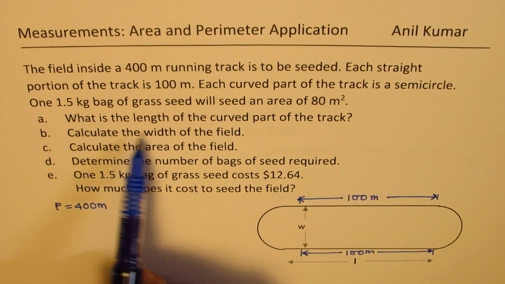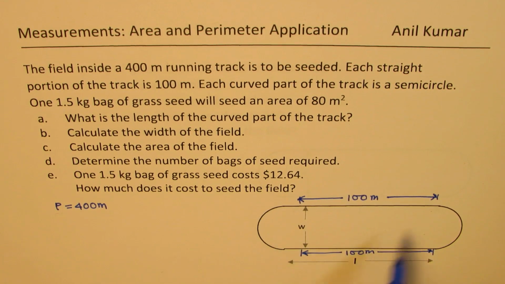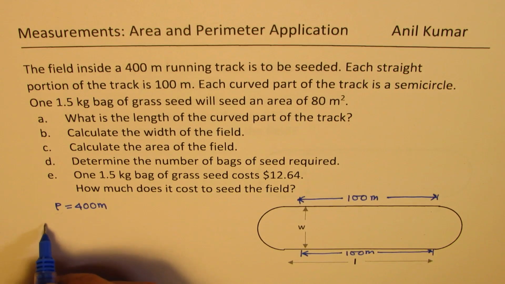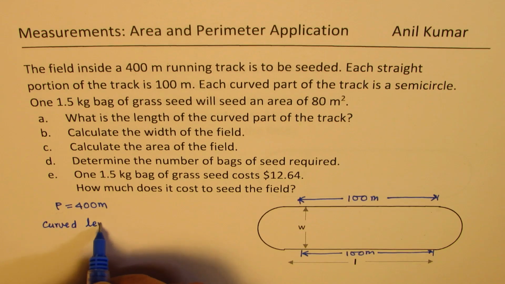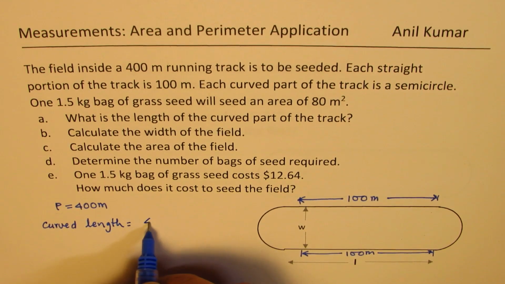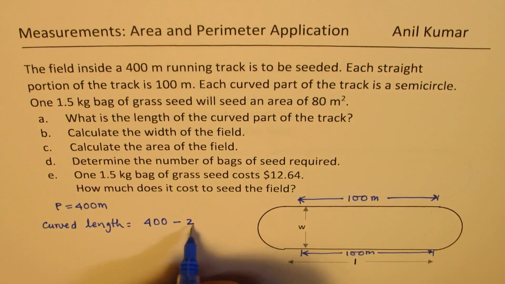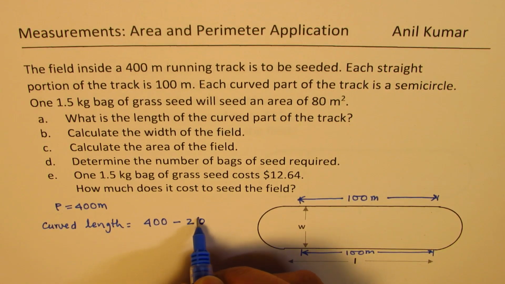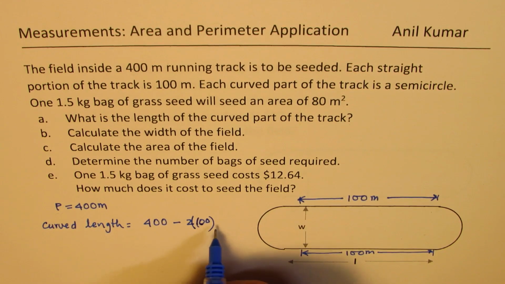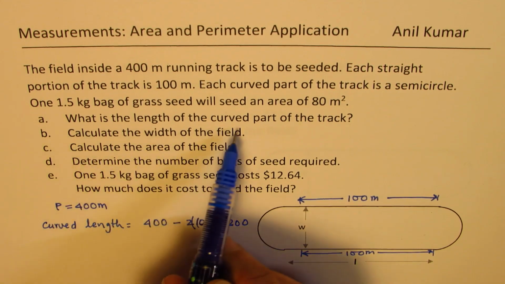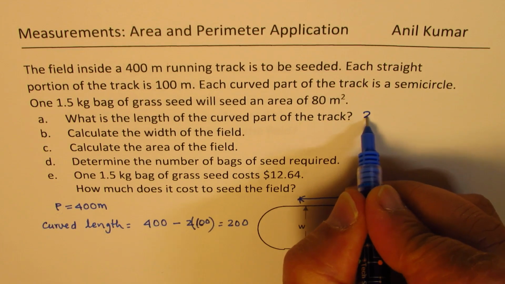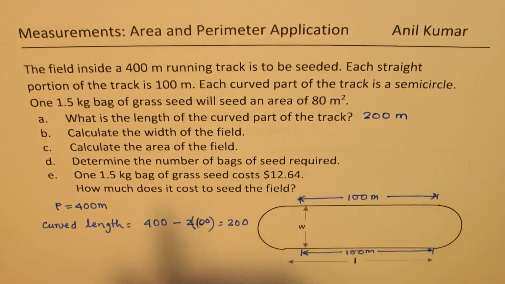Now we need to find the length of the curved portion. So there are 2 curved portions, they form a circle, right? So the length of the curved portion will be 400, take away 2 times 100, right? That gives you 200. So the curved part is 200. So we get the first answer. What is the length of the curved part of the track? It is 200 meters.